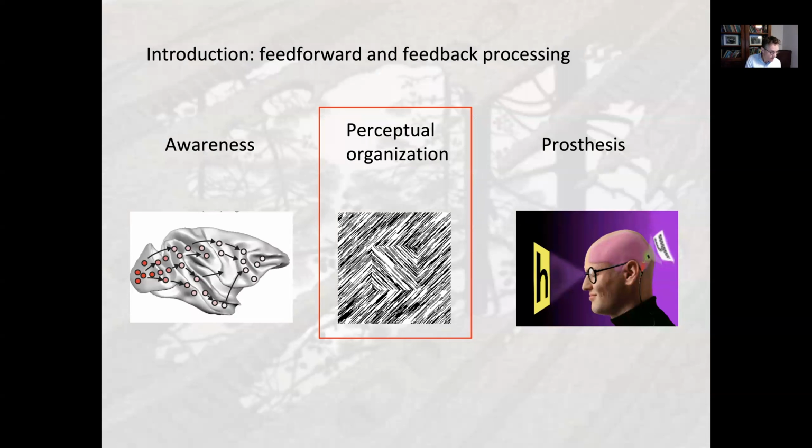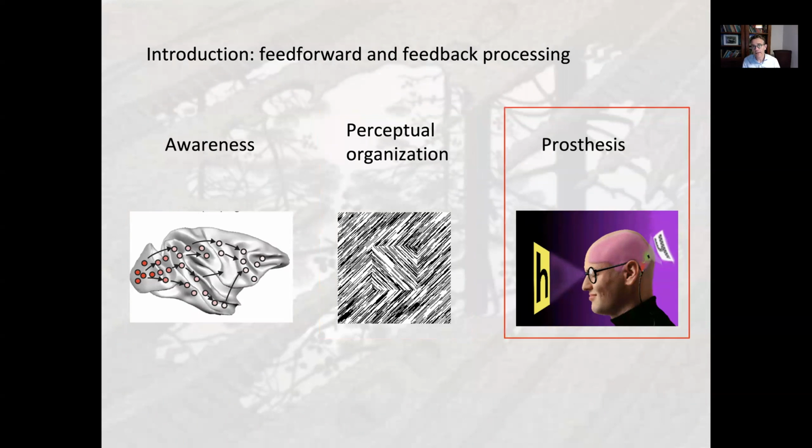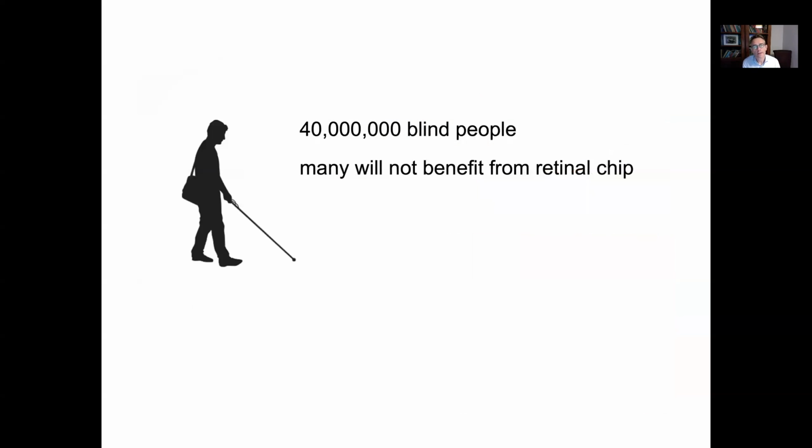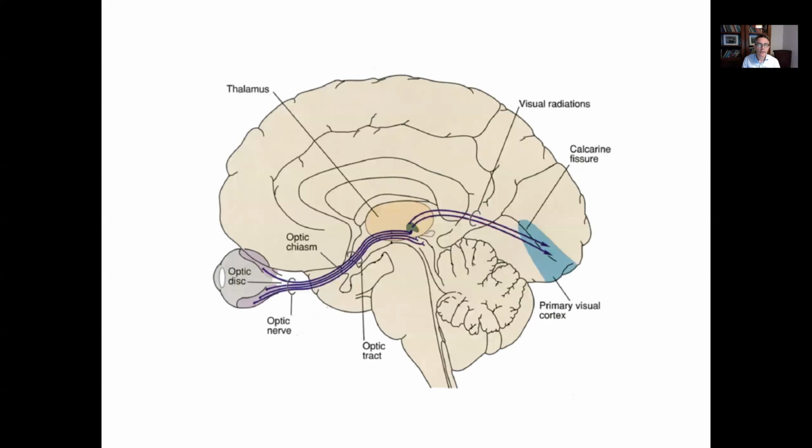Okay, now in the last 5 to 10 minutes, I would like to say a few words about an exciting project that we recently started that paves the way towards creating an interface for blind people. In the world, there are about 40 million blind people. And here we want to build an interface with the primary visual cortex.